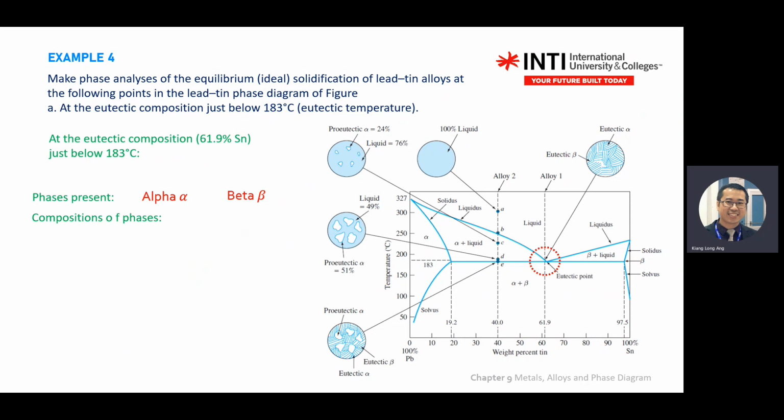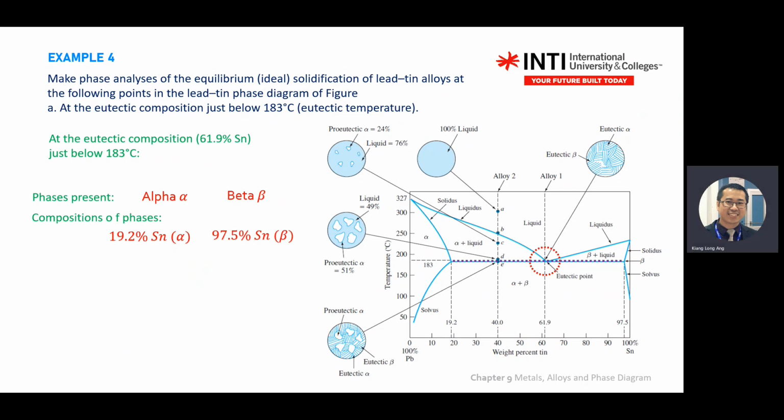At this point, you project to the left. This left pocket is alpha. You drop down, you find the point. In this case, 19.2 for alpha. Beta, you drop down, 97.5. Right? So this is the first step. First, find where is the eutectic point. Then analyze what is the solid that you have. How many percent weight percentage of that element?